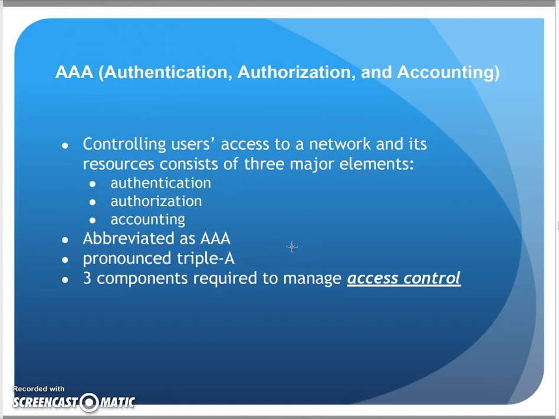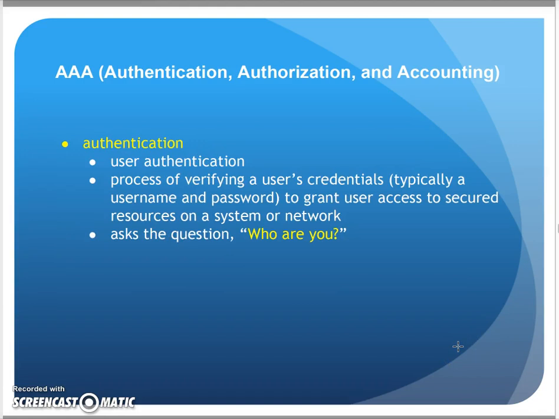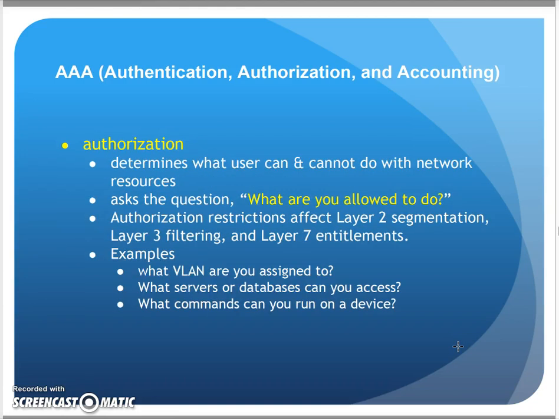So controlling users' access to a network and its resources really has three pieces to it. This is the AAA: Authentication, Authorization, and Accounting. We need all three to manage proper access control. Who has access to what? So real quickly, authentication is really about who are you? Are you an employee here? Do you belong here kind of thing? Are you a guest? Try to identify who you are.